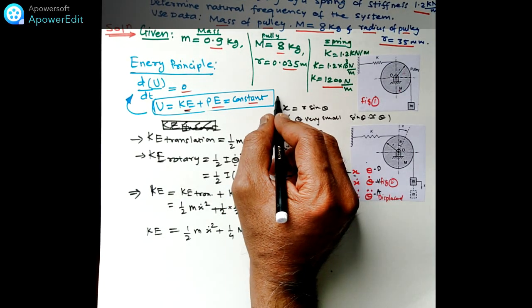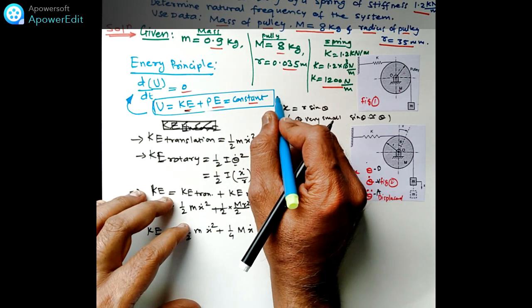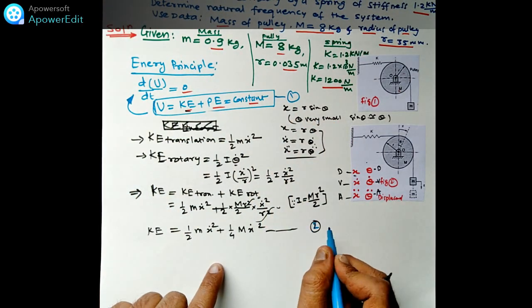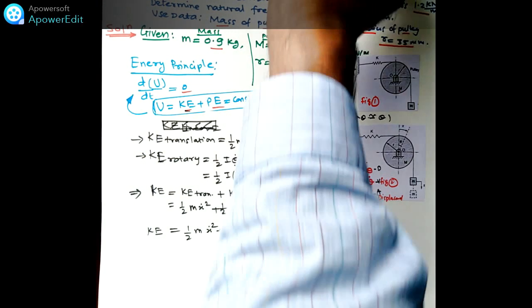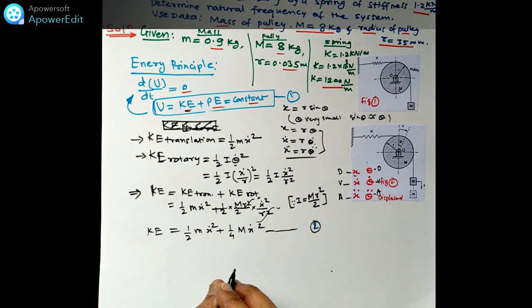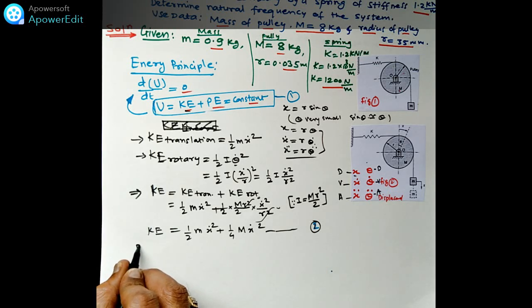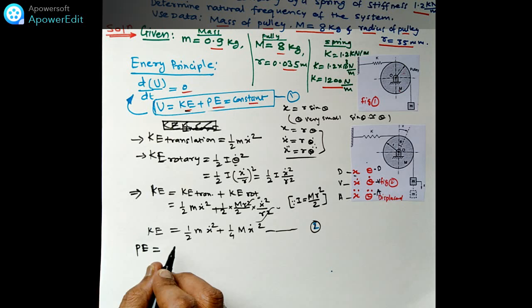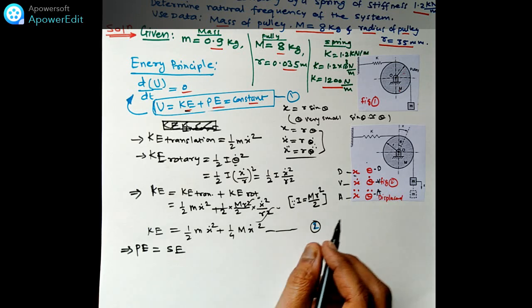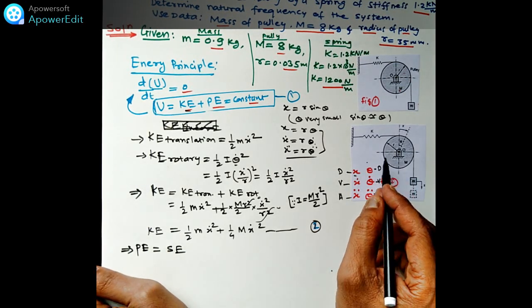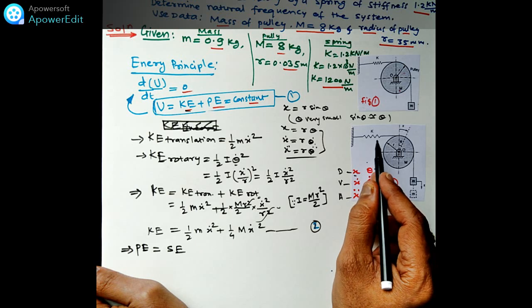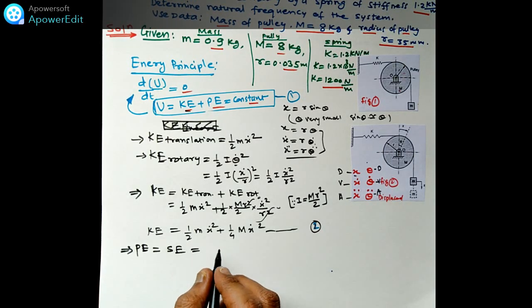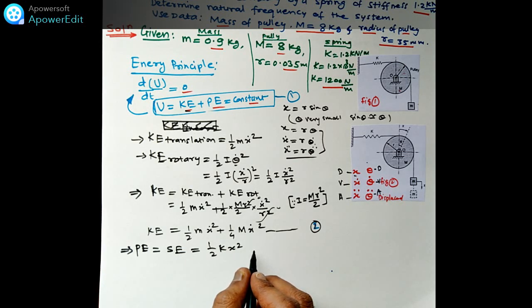Suppose this is equation number 2, and the remaining is the P. How do we find this P? P is nothing but the potential energy. The total potential energy we can find by using the strain energy formula. Strain energy here is stored inside the spring. So the strain energy we can calculate as half k x square. This is equation number 3.